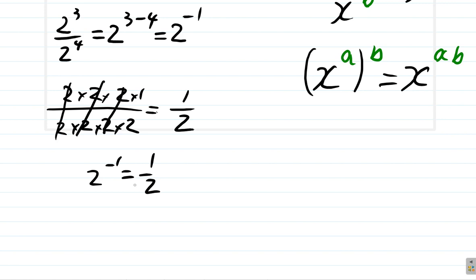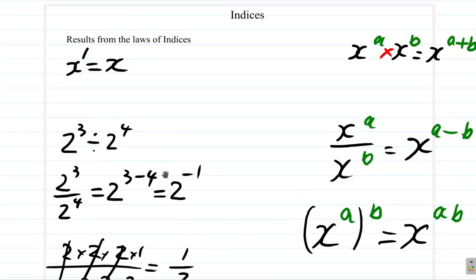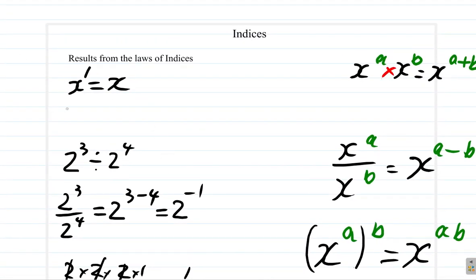Now, if you try it with any other number, as long as the numerator index is 1 smaller than the denominator index, such as 2 to the 4 over 2 to the 5, I promise you, you're going to get 1 over 2 just the same. If you had 3 to the 6 over 3 to the 7, try that, you're going to get 1 over 3, and so on and so forth. So, another result is that x to the negative 1 is equal to 1 over x.